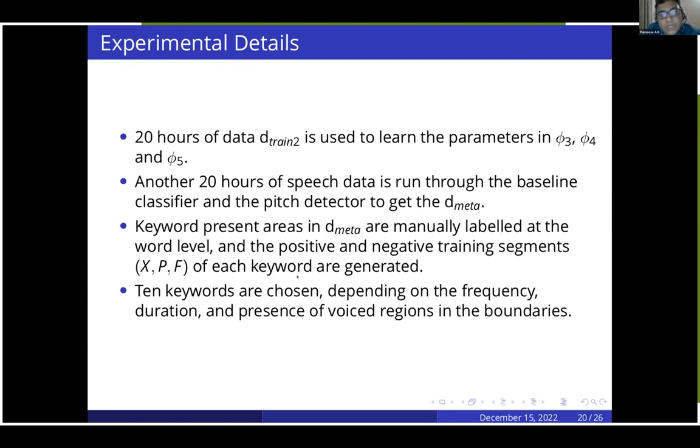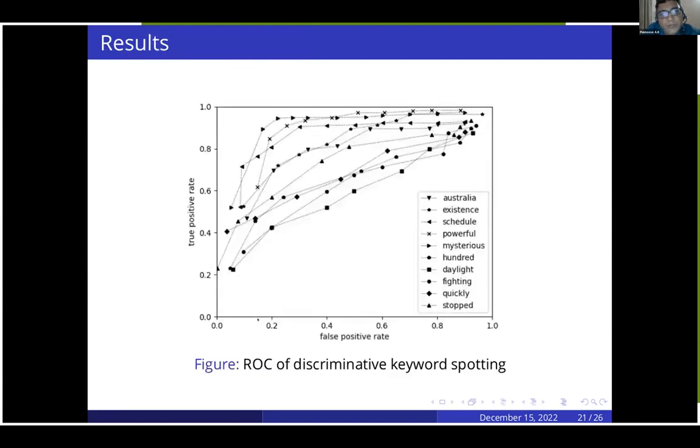Positive and negative training segments of each keyword are generated. 10 keywords are chosen depending on the frequency, duration, and presence of voiced regions in the boundaries. So this would be the ROC curve for these keywords: Australia, assistance, schedule, powerful, mysterious, 100, daylight, fighting, quickly, stop. And this is plotted separately, independently.